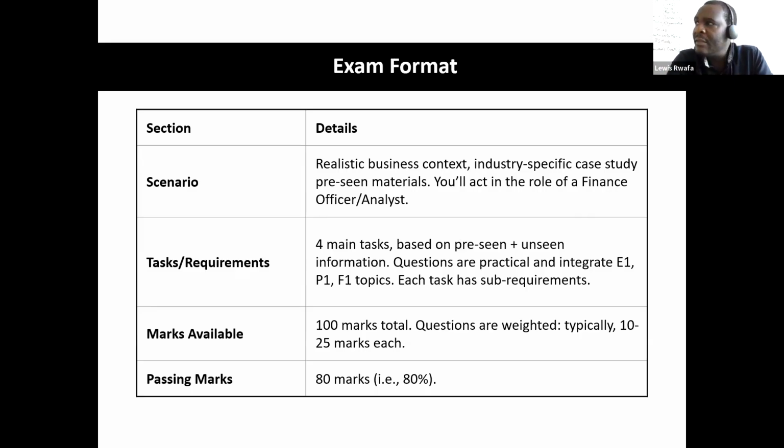The marks available are 100. Each question is weighted between 10 to 25 marks. The pass score, guys, is 80. So don't look at it from a percentage perspective, because CIMA will give you a score, not a percentage.